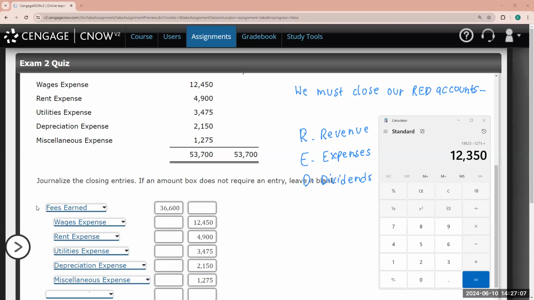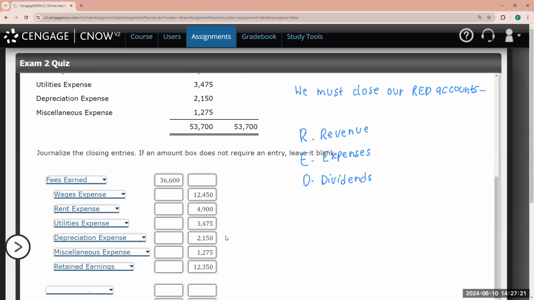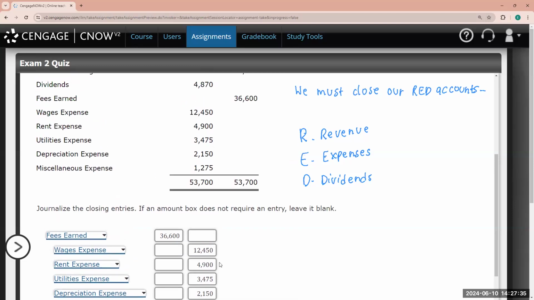So if we think back earlier to our previous problem, our retained earnings is a representation of stockholders' equity, and increases are reflected with the credit. So we have a net income that is left over. So we increase our retained earnings with a credit of $12,350. So we close our temporary revenue and expense accounts, and we transfer, in this case, our net income to the permanent retained earnings account.